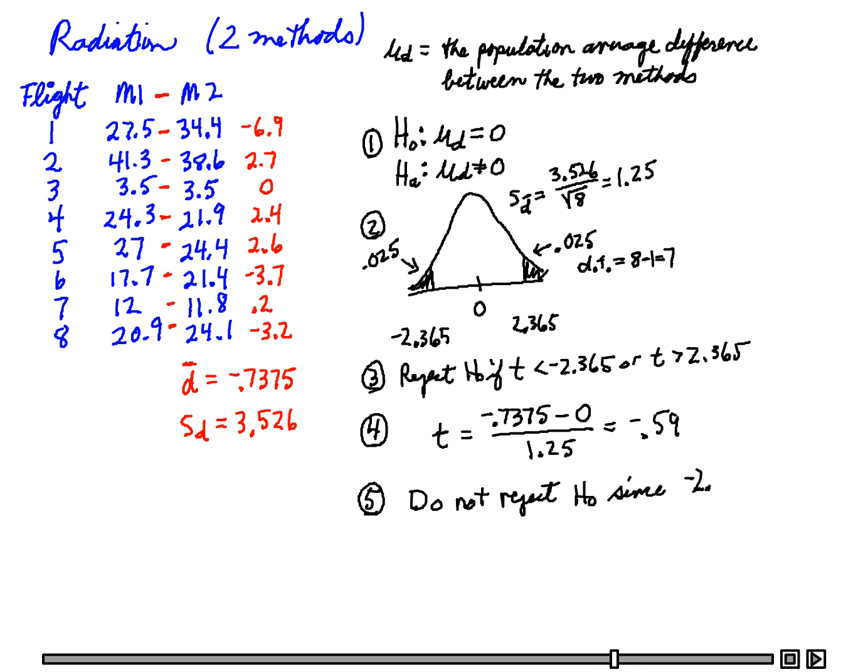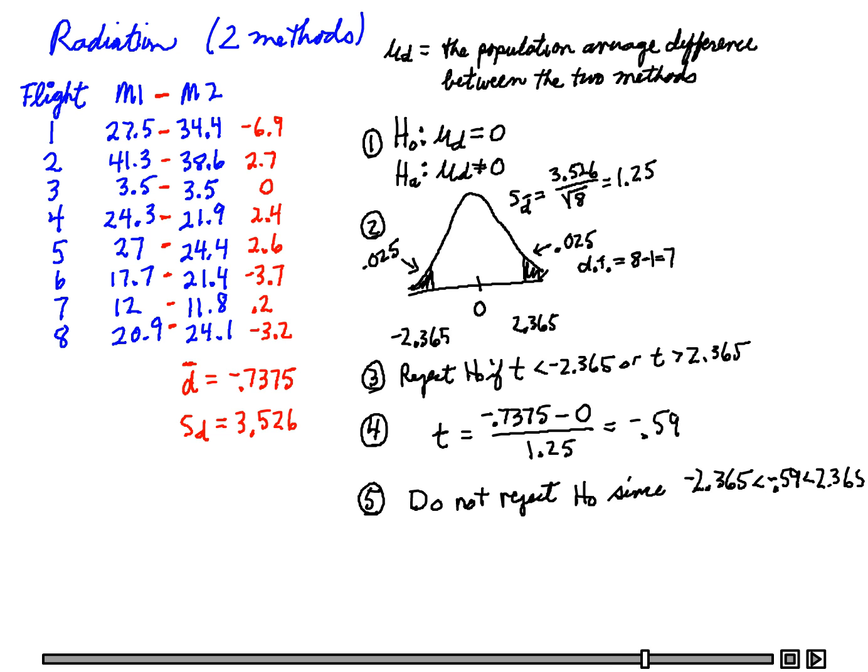So negative 2.365 is less than negative 0.59 is less than 2.365. So I cannot conclude that there is a difference, although I'm not saying that the null is true. I just don't have evidence to show that there's a difference between the values given by these two methods.